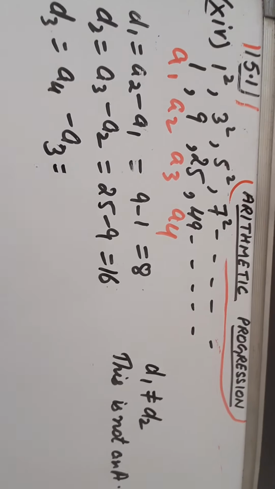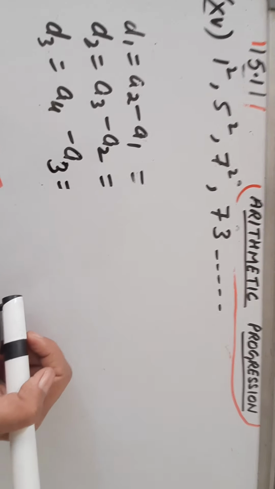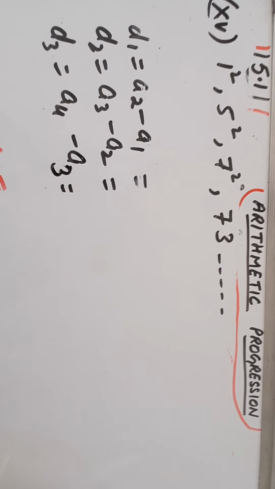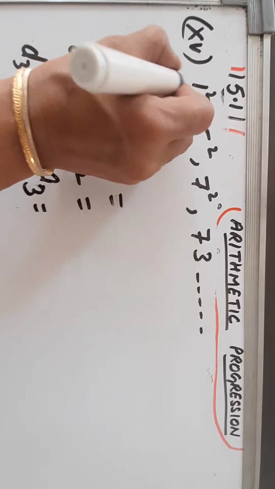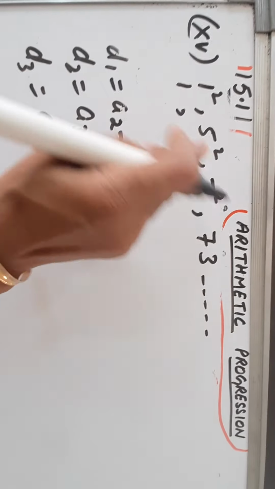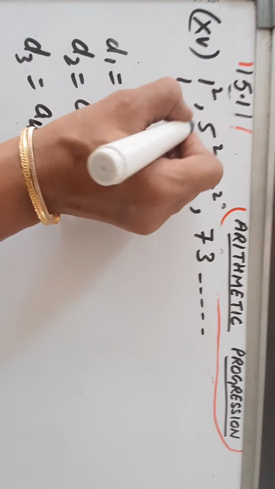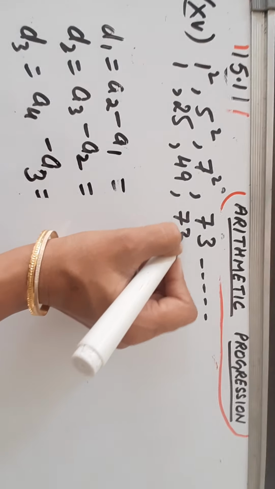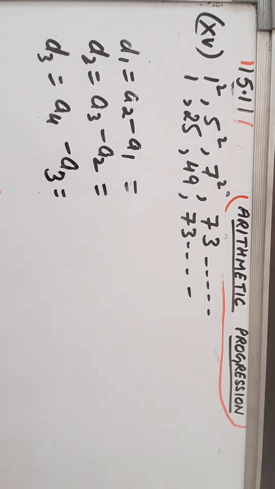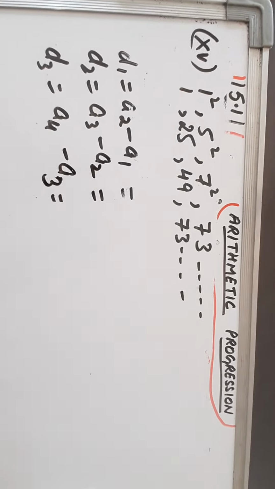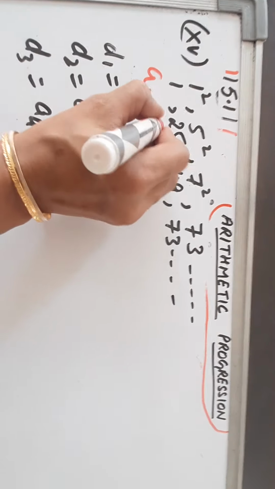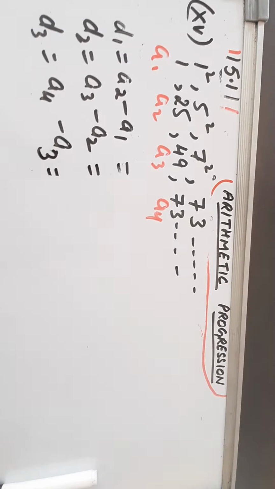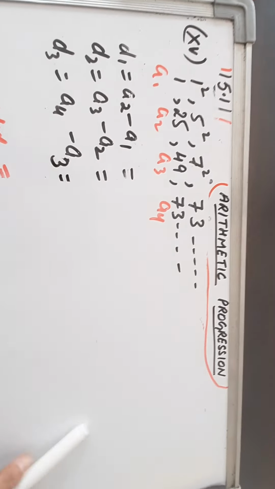Right? Now let us do the last part. Now dear students, in the last part again square terms are given to us. So let us solve their squares. 1 square is 1. 5 square is 5 5s, 25. This is 49. This is 73. That's it. So now mark them as A1, A2, A3 and A4, and let us quickly find out their common difference.